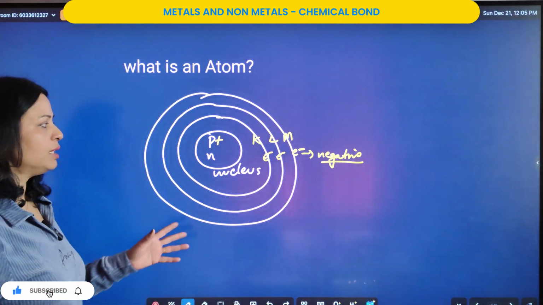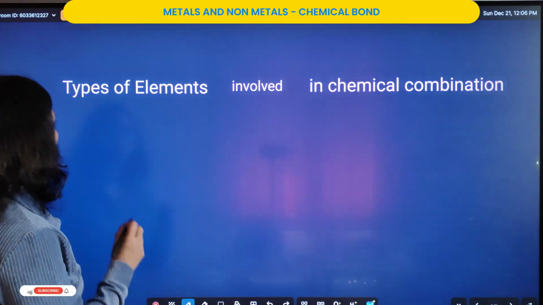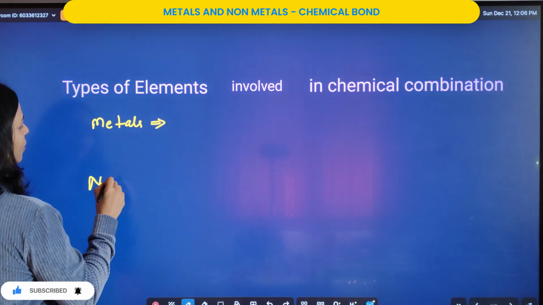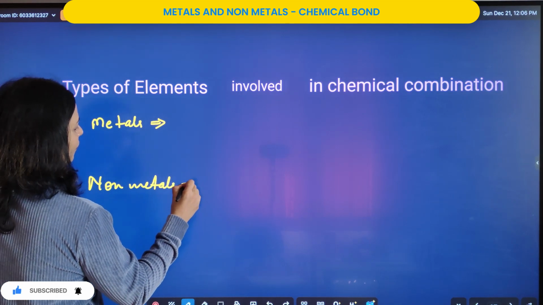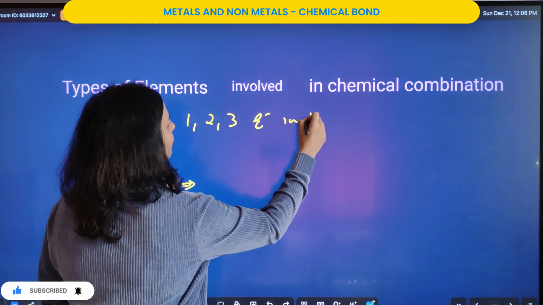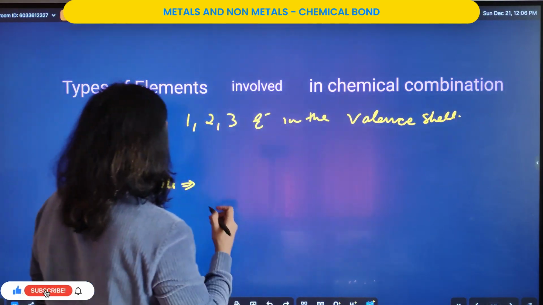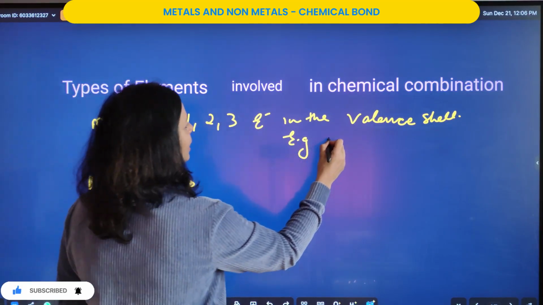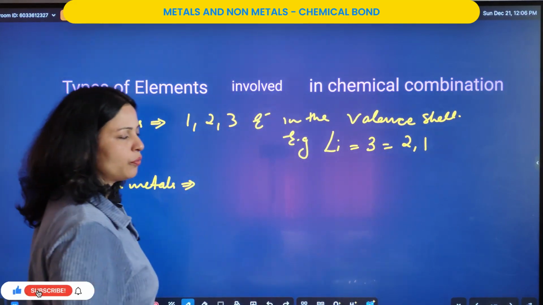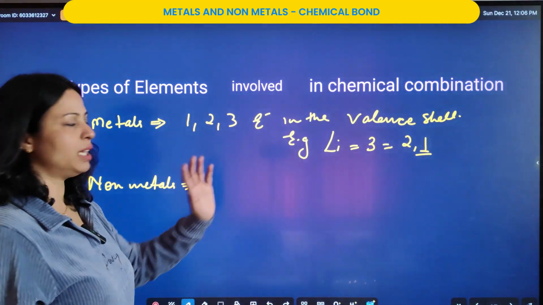So you know that an atom as a whole is neutral. The types of elements involved in a chemical combination are metals and non-metals. Metals will have 1, 2 or 3 electrons in the outermost shell. The outermost shell is called the valence shell. For example, lithium: atomic number 3, so electronic configuration is 2, 1. Here the outermost shell has 1 electron, so this is a metal.